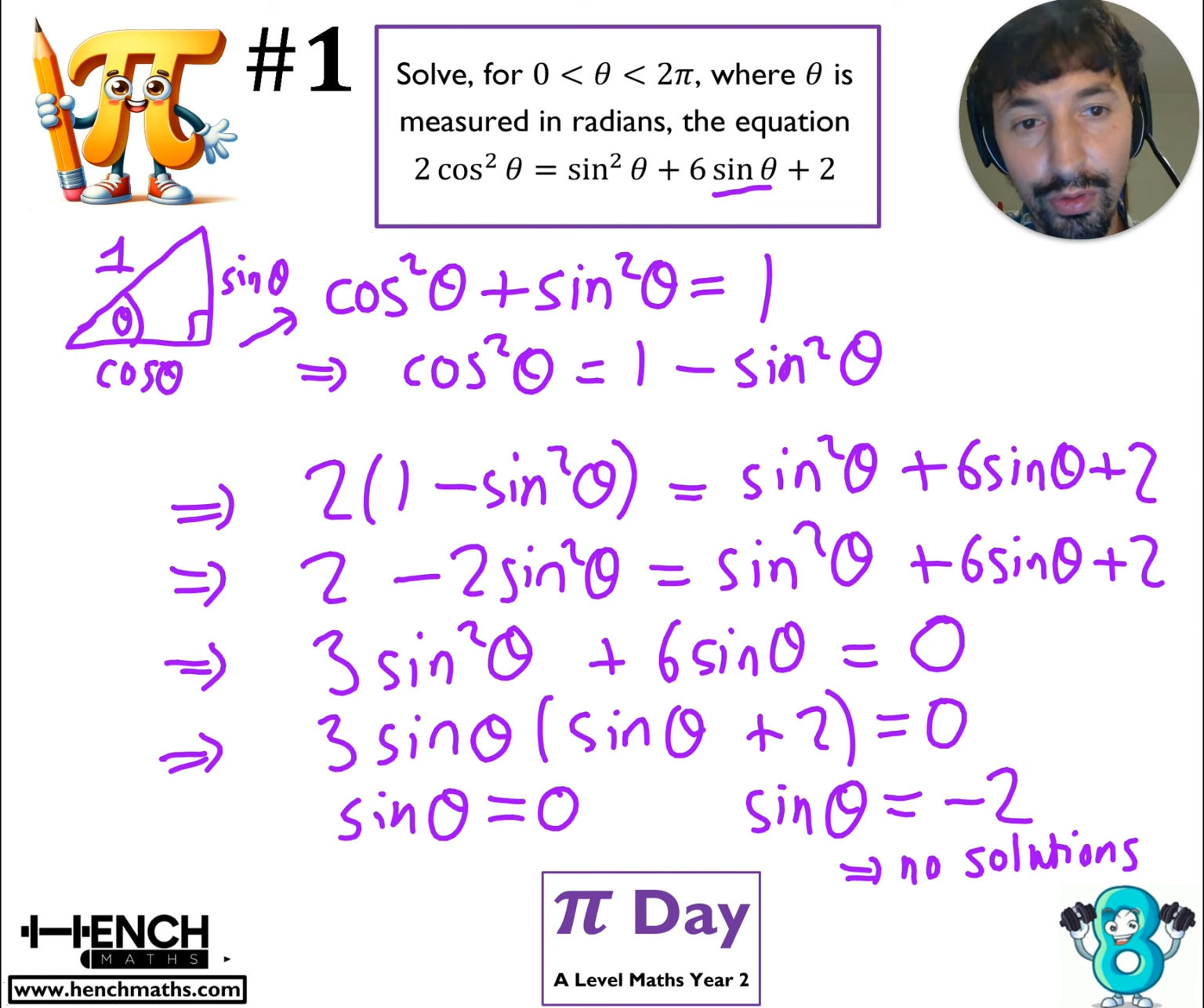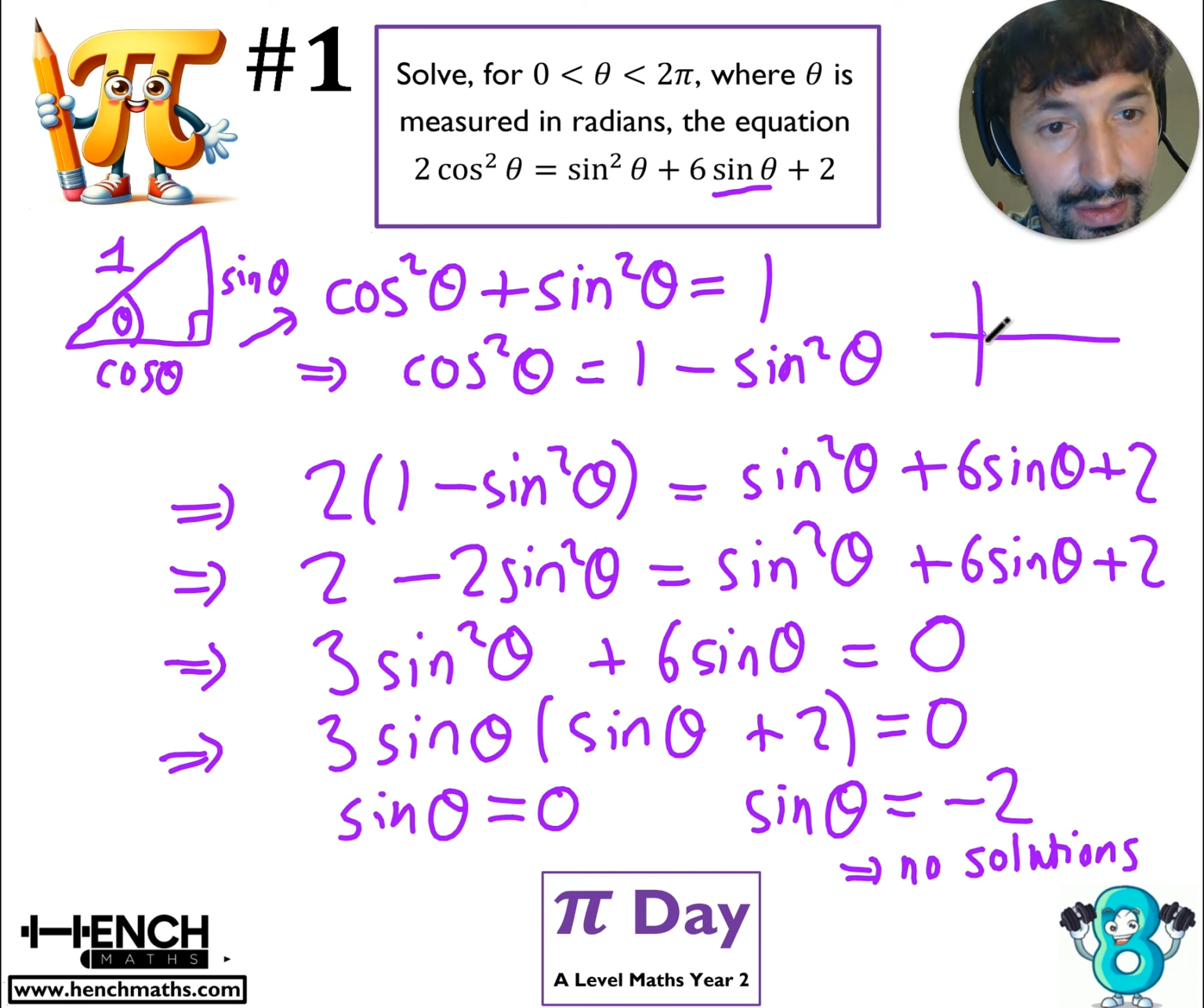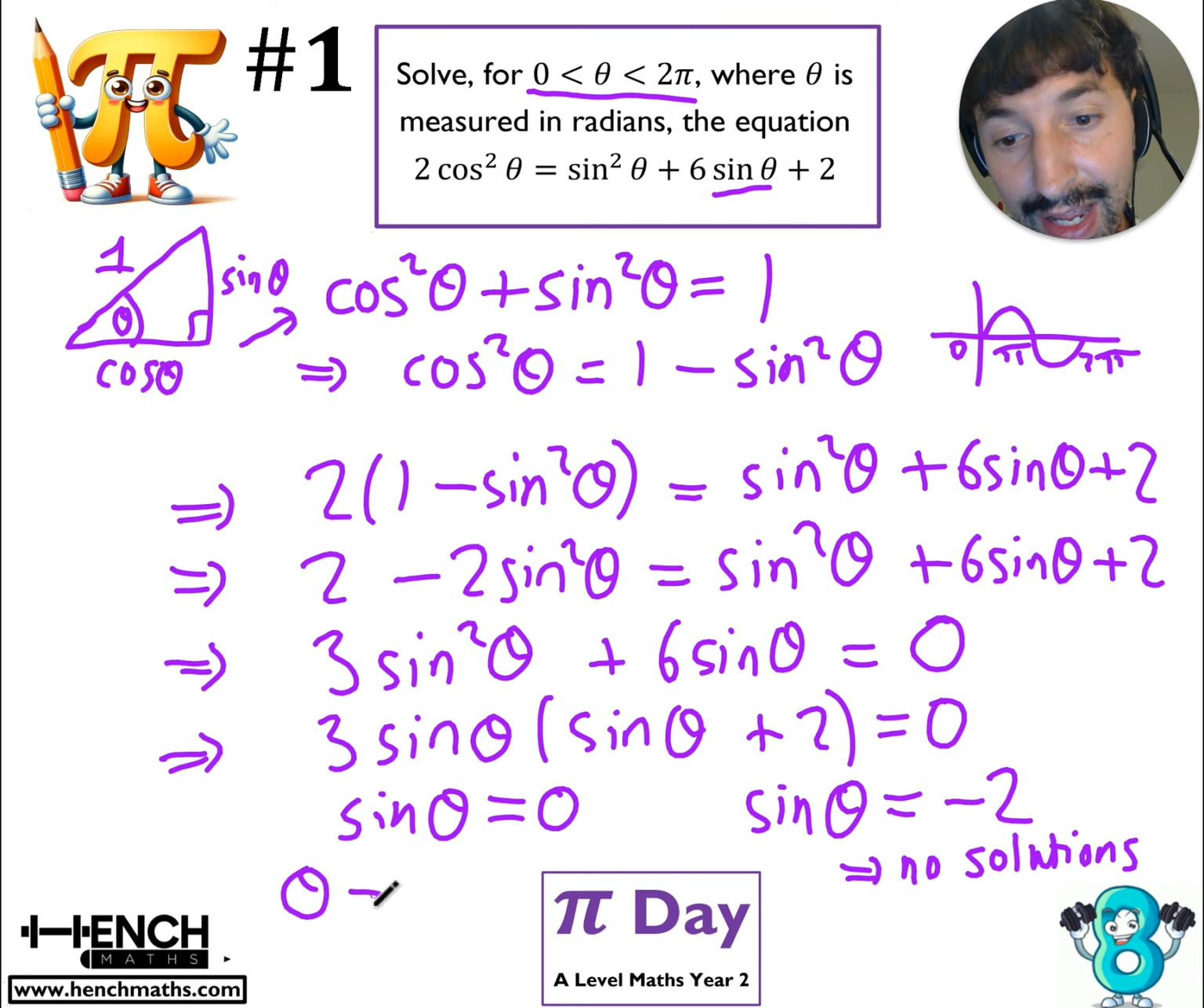Now if we think about our graph of sine theta between 0 and 2 pi in radians, let's go through the origin. That's the whole thing. So the only places it equals 0 are at the origin, at pi, and at 2 pi. However, if you look at the range of the question, we cannot have 0 and 2 pi. So the only solution we can have is pi.